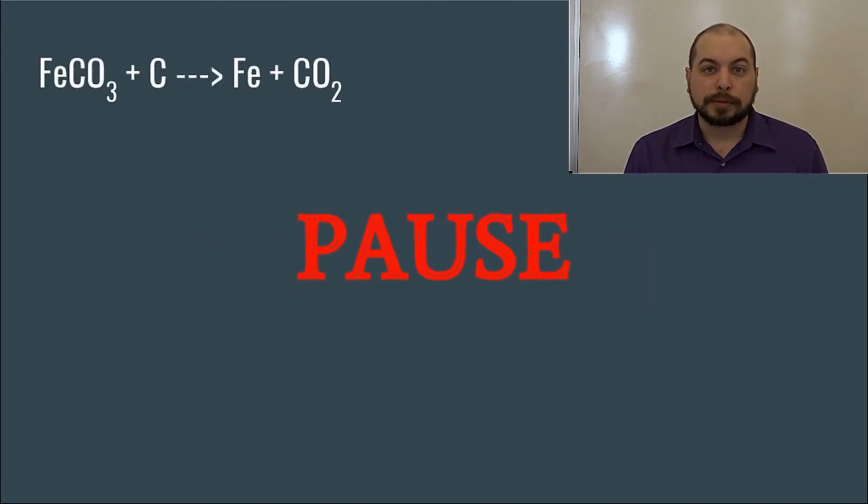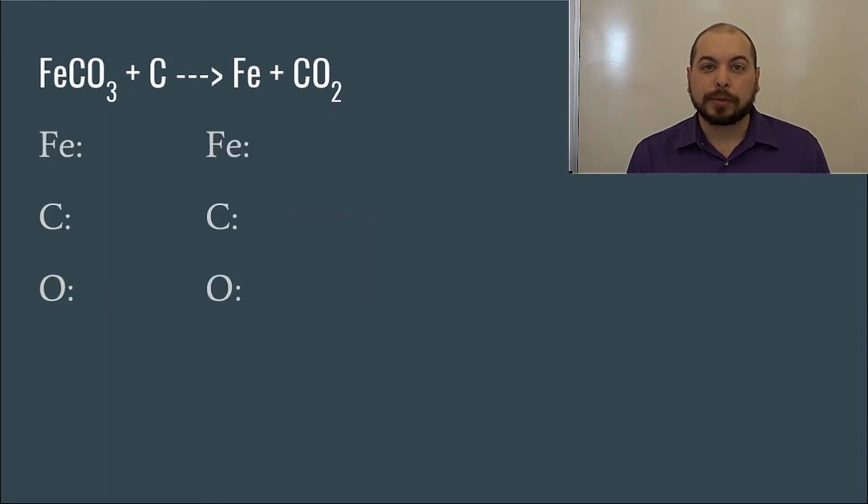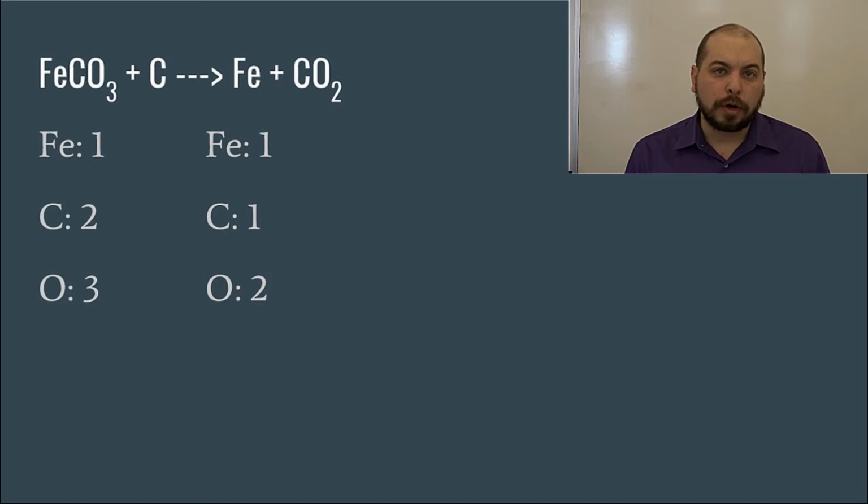So take a few seconds, pause the video, give it a shot, and when you come back, we'll solve it together. So the first thing we're going to do is write the number of atoms of each element underneath each side. On the left side, we have 1 iron atom, 2 carbon atoms, and 3 oxygen atoms. And on the right side, we have 1 iron atom, 1 carbon atom, and 2 oxygen atoms.